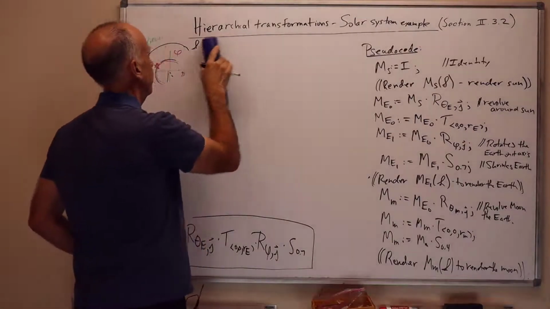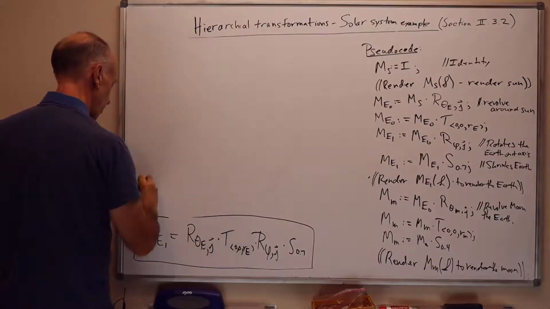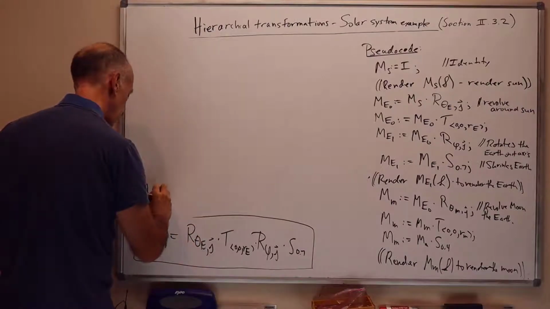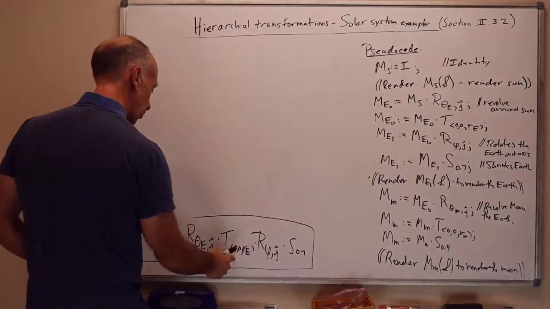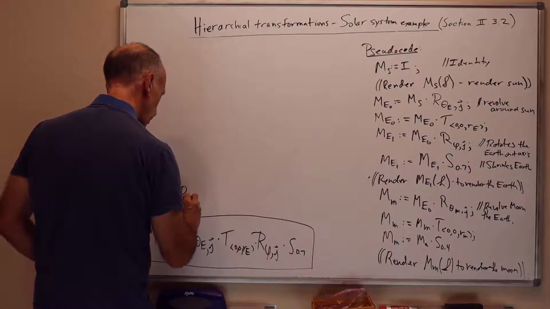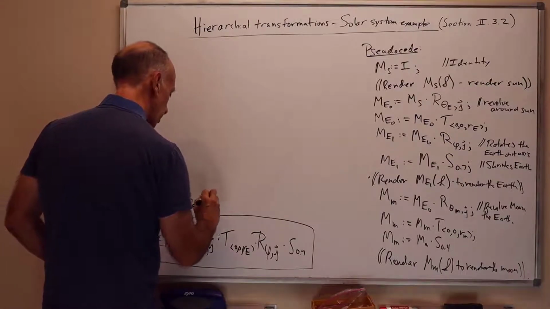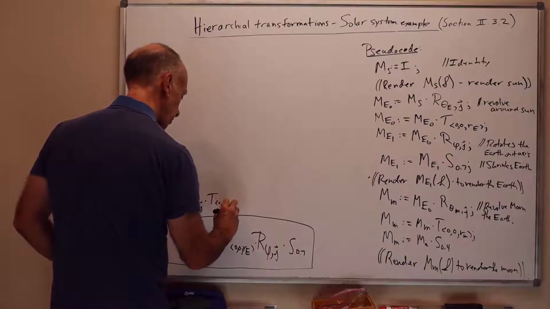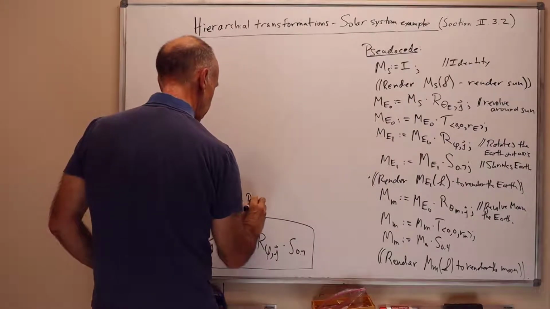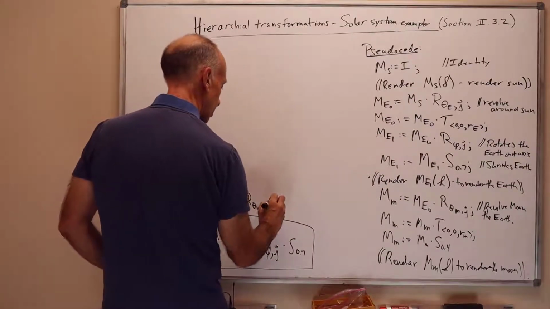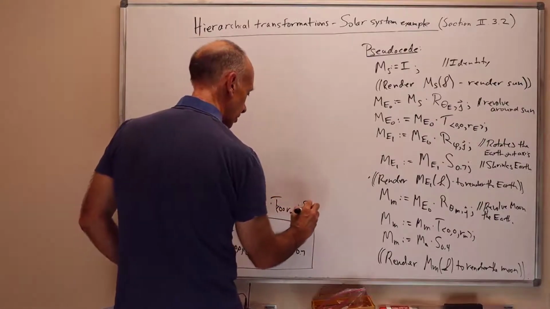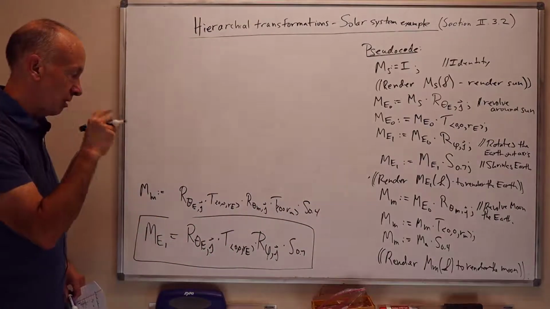I'm going to go a little quicker on the moon and not show as much detail on this, but m sub m at the very end, it's going to be the same first two things, r theta ej times t sub 0, 0, re, but then we're using E0 times r theta m j times t sub 0, 0, rm times s sub 0.4. These are the transformations that are applied to the moon.